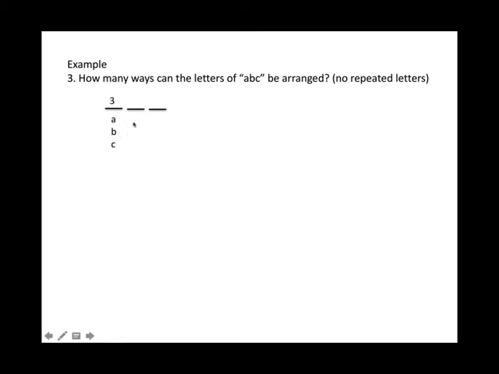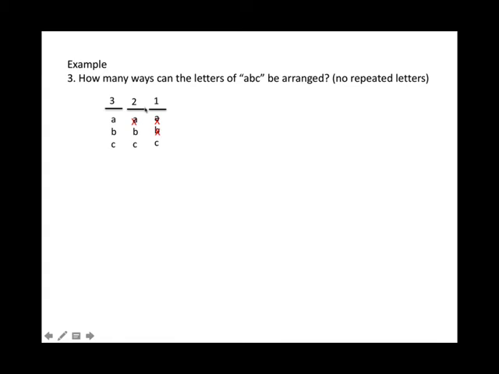Let's say for the first one we picked A already. Right now we only have 2 choices. And for the last one, let's say we picked B for the second one, so right now we only have 1 choice. By the fundamental principle of counting, we just multiply all together. What is 3 times 2 times 1 equivalent to? This is equal to 6.